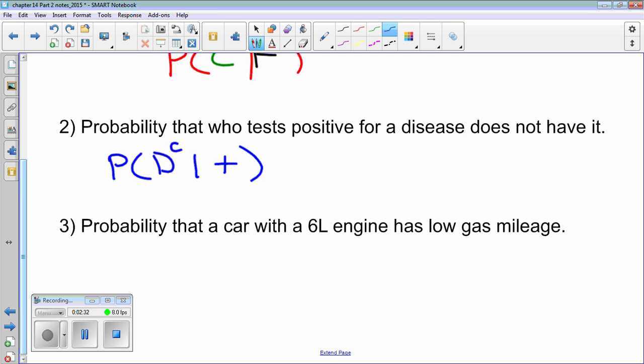How about number 3? Cameron, you want to address this one now? So what's the order here? Right, we're looking for the low gas mileage first. So low gas mileage, given that they had what kind of an engine? 6-liter engine. Okay? So even though the words "given that" might not be there, they still can be conditional statements. And so having to recognize that sometimes is a battle.